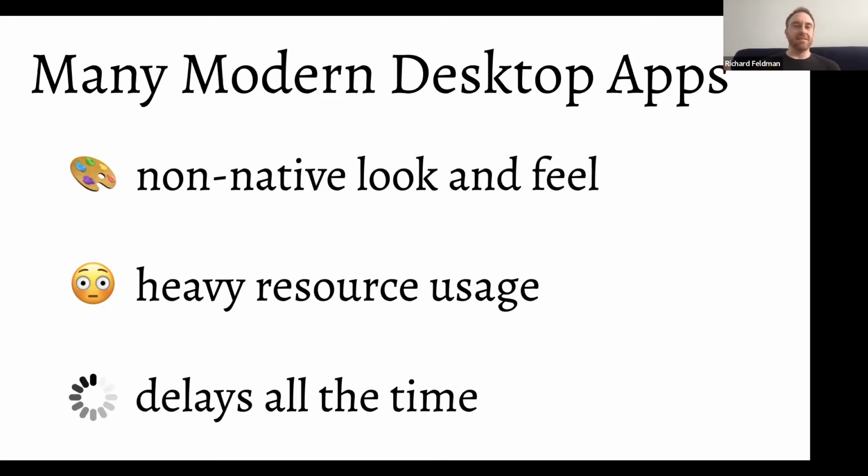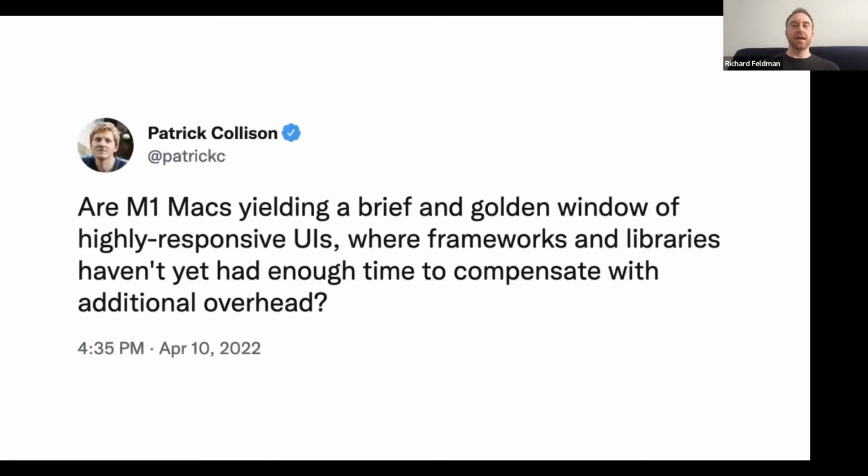That's weird because computers are an order of magnitude faster than they were back then, like 133 megahertz versus, 1 gigahertz would be slow today. And yet, delays all the time, heavy resource usage. I saw this tweet and it really resonated with me. Are M1 Macs yielding a brief and golden window of highly responsive UIs where frameworks and libraries haven't yet had enough time to compensate with additional overhead? I suspect he's talking not just about desktop apps, but also about web apps and maybe even mobile apps as well. But it's kind of a reasonable question.